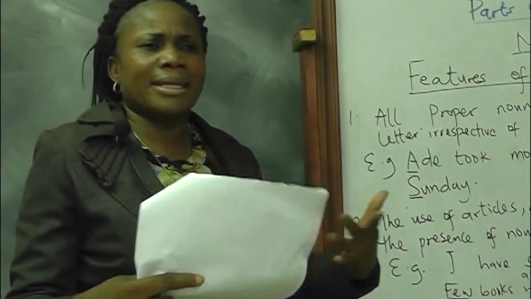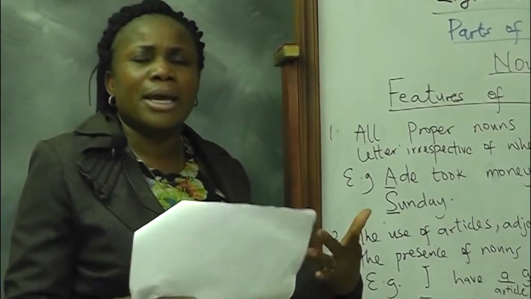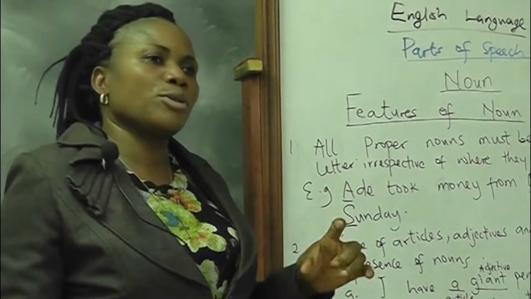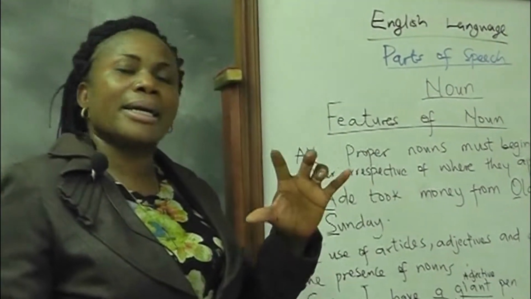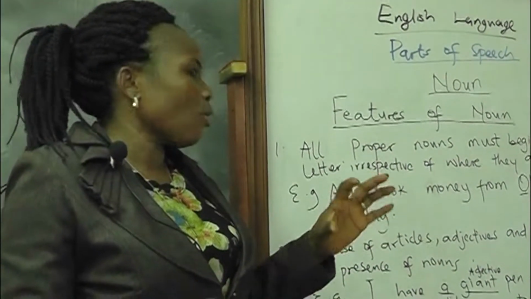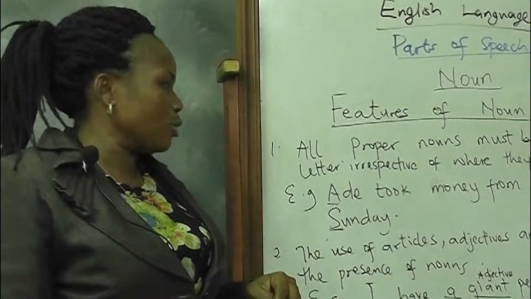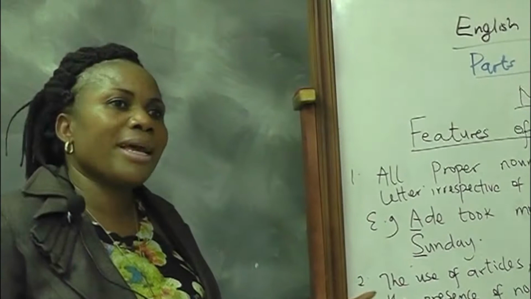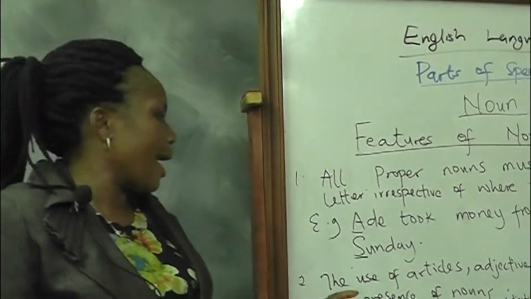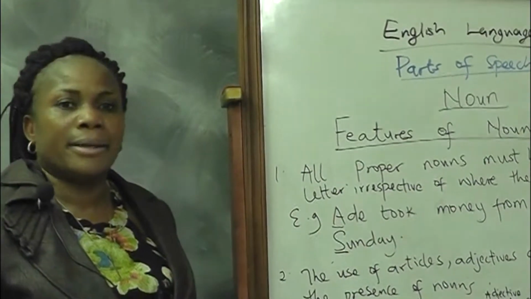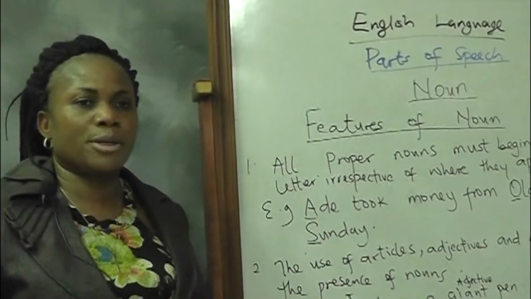The moment an examiner or a reader sees it, who's the person of your writing. So you should note that you only write and begin the first letter of a proper noun in capital letter. Then the second thing we must know about nouns is that the moment you see articles, adjectives, and quantifiers, you should know that a noun is close by.